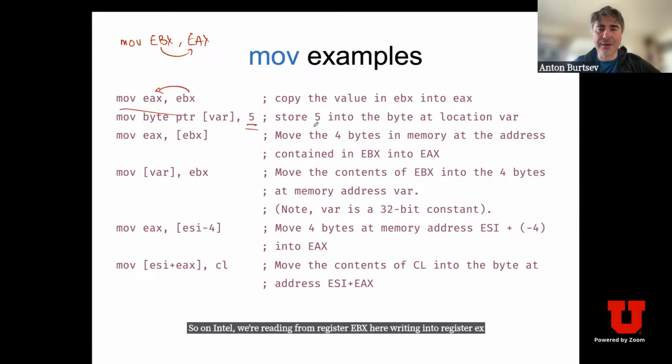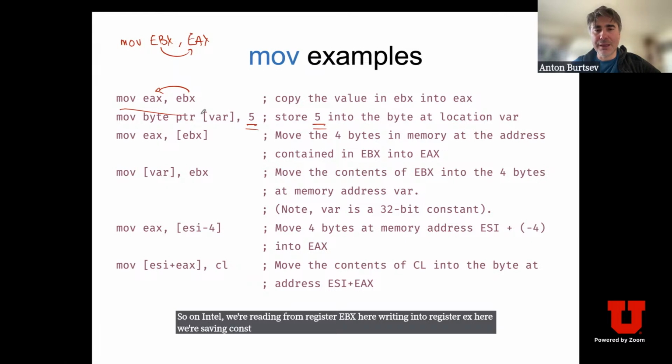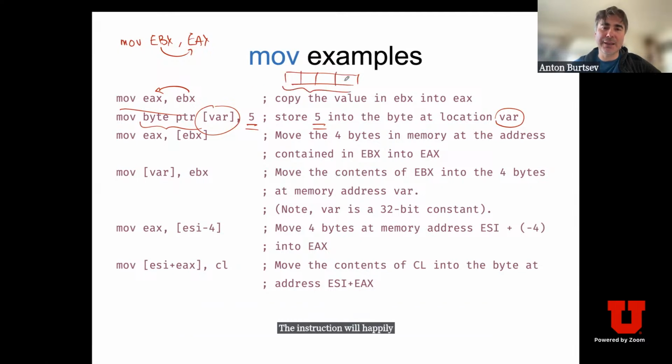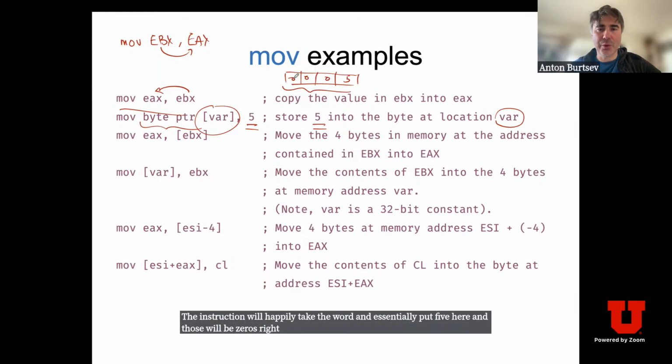Here we're saving constant 5 into a byte location, because we specify that the address is pointed to by the var variable, but we only save a byte because 5 fits in a byte. If you don't say byte here, then the instruction will happily take the word and put 5 here, and those will be zeros, right? But this variant will not override the other bytes. Whatever the bytes here, we only update 1 byte, right?